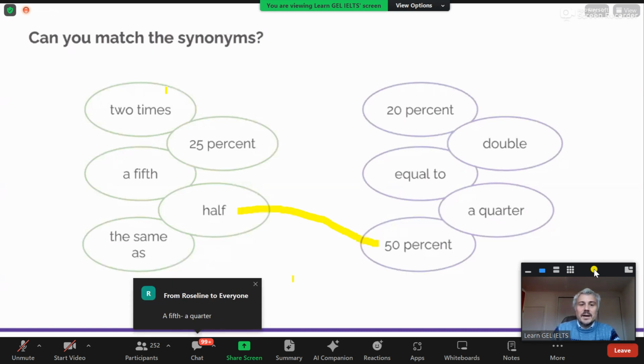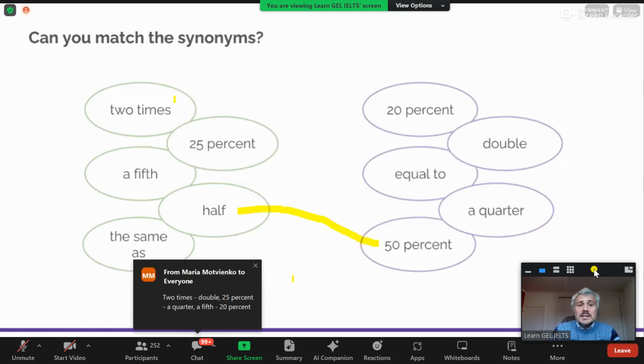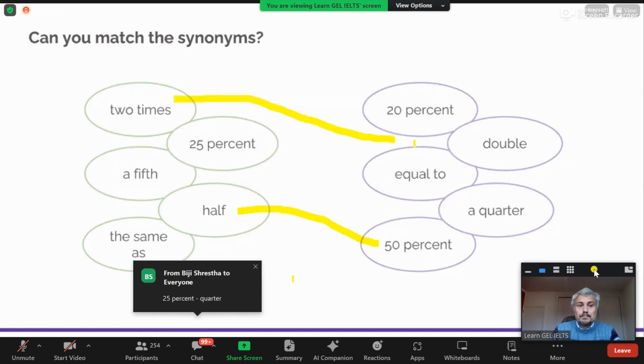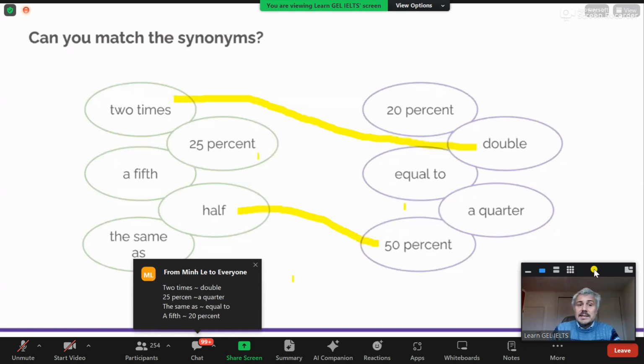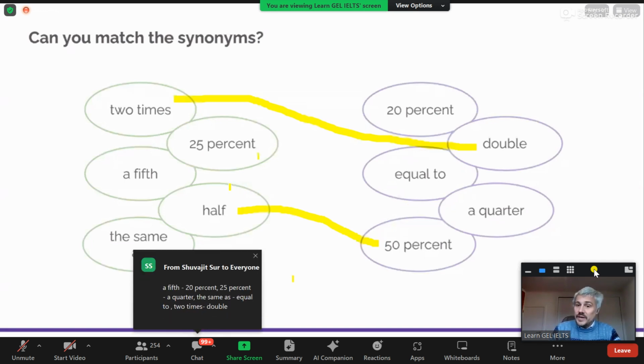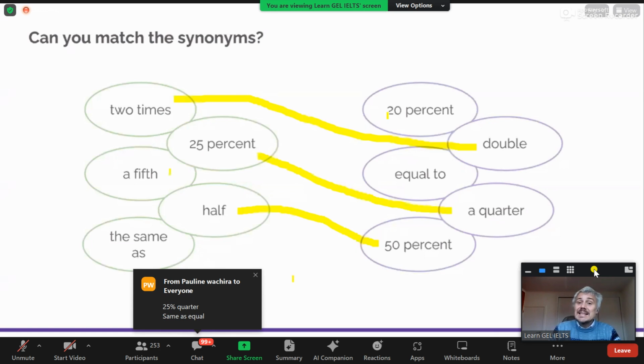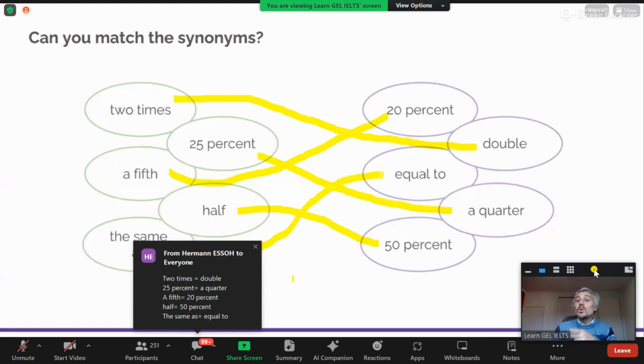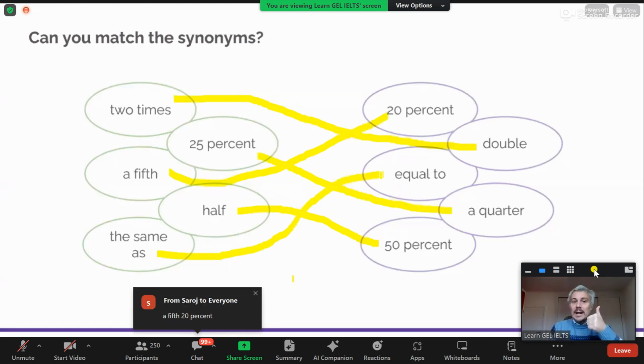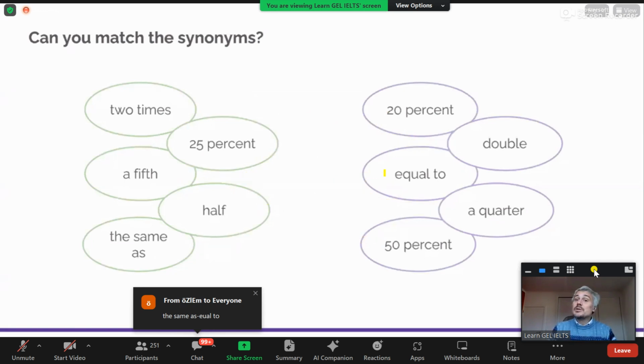Okay, well done, guys. Well done. Yeah, 2 times is the same as double. 25% is the same as a quarter. A fifth is 20%. And the same as is a synonym for is equal to. Well done, everybody. So we've got useful vocabulary for describing quantities here.